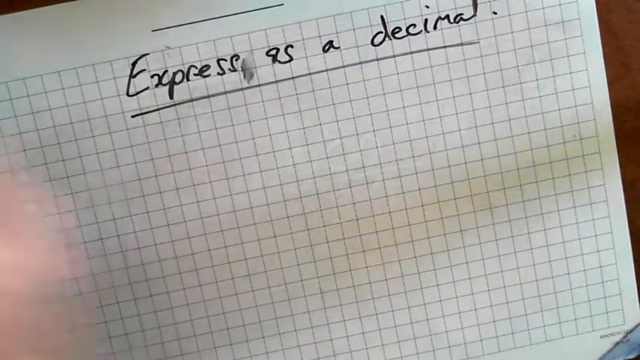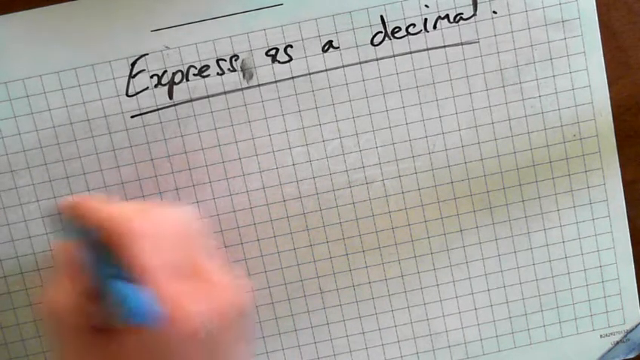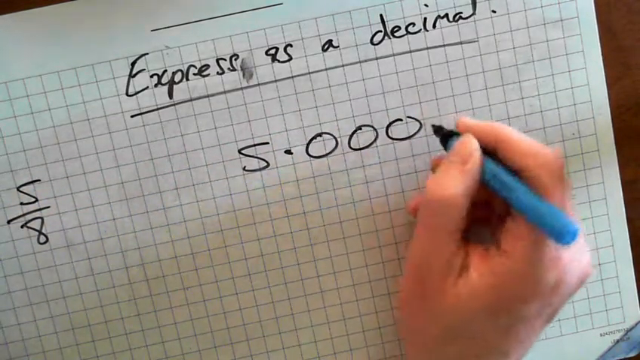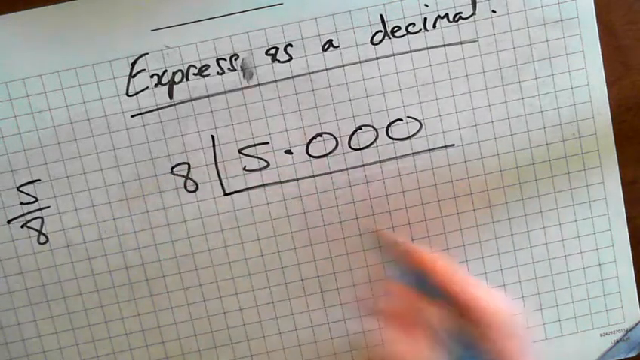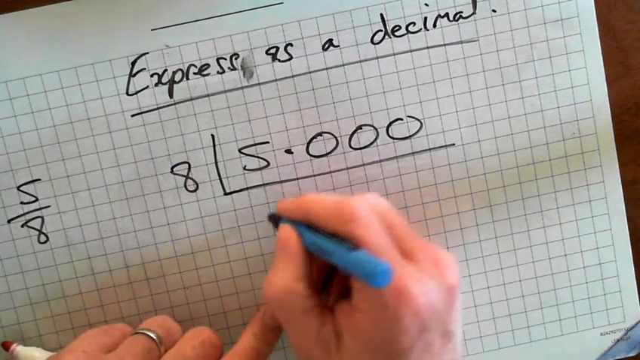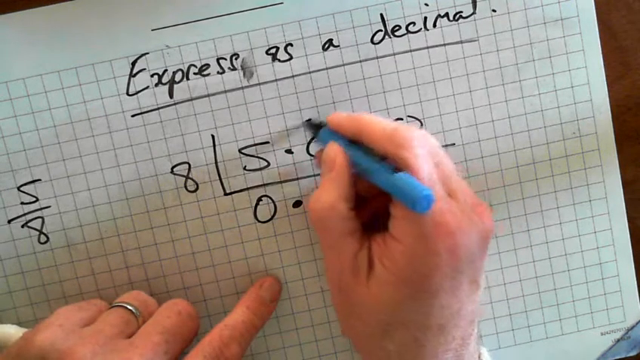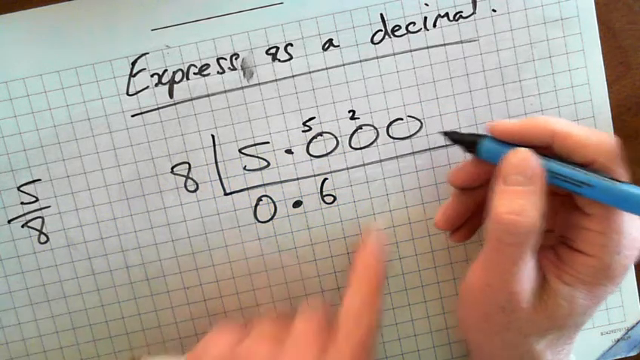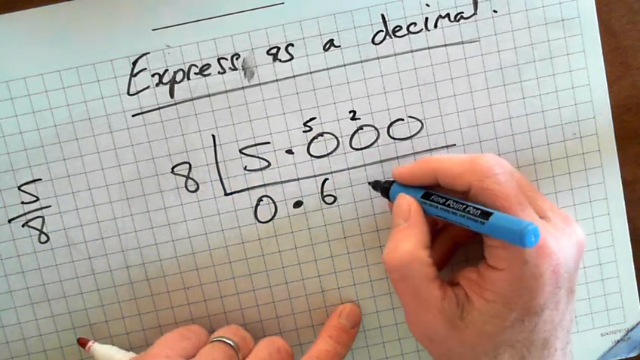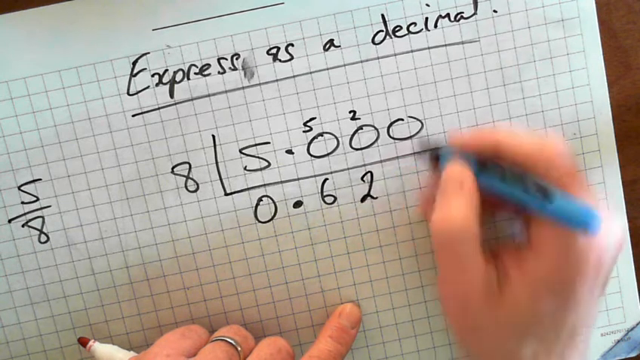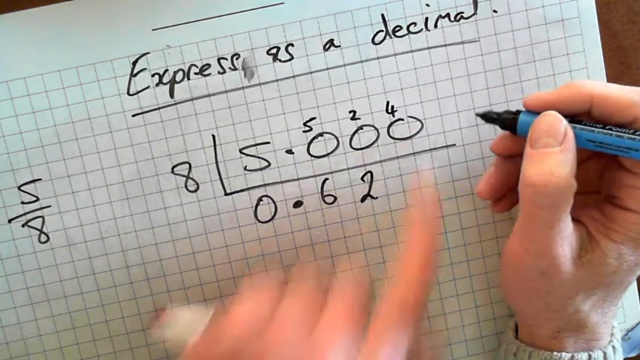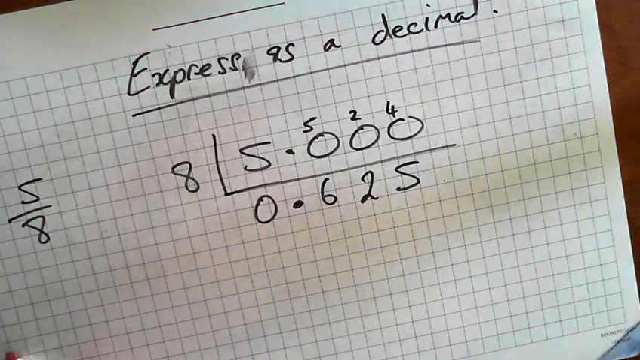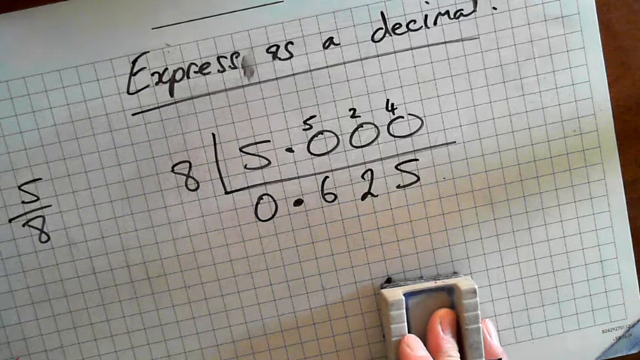Okay, another one. If we go 5 over 8, what is that as a decimal? So write down 5 point, give it plenty of zeros, and then we'll divide by 8. 8 into 5 won't go. 8 into 50. 6 eights are 48. 2 over. 8 into 20 goes 2, and 4 over. 8 into 40 goes 5. 0.625. Okay? That's it as a decimal, from a fraction to a decimal.